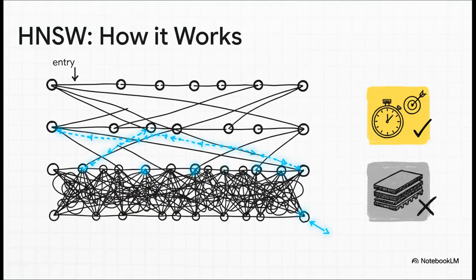So HNSW, it builds this really smart multi-layer graph. Think of the top layers as express lanes on a highway. They have these long-range connections that let you jump across the whole data set really fast. Then, as you get closer to your destination, you move down to the lower layers, which are like local roads with dense, precise connections. And what you get from this setup is an incredible balance: amazing recall and query speeds under 50 milliseconds. The catch? It uses a lot of memory.